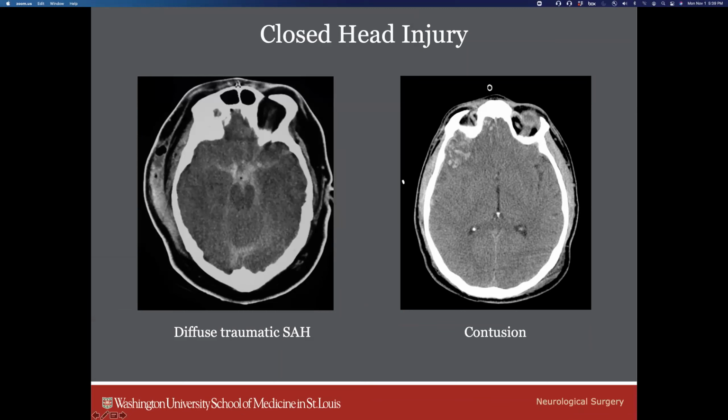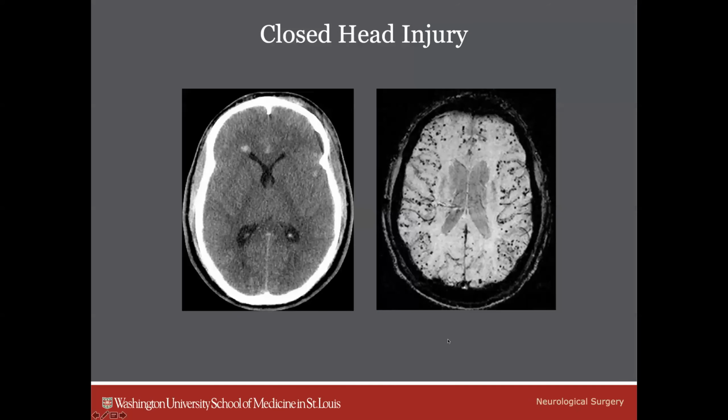All right. Again, here you can see contusion in the frontal lobes, which is this. And then this is a form of diffuse axonal injury, which you can see with rotational deceleration. You can see multifocal punctate areas of microhemorrhages.